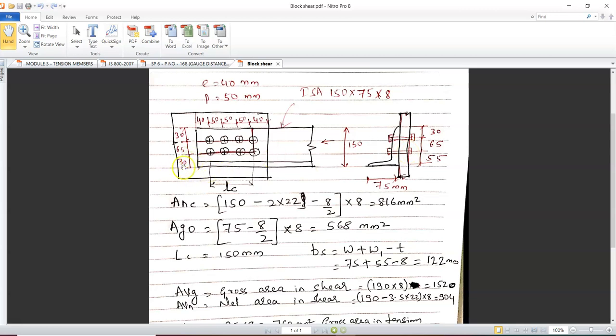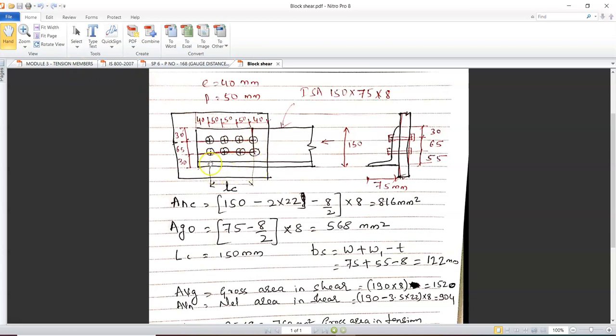Sorry, this is a mistake here, this has to be 55, please rectify. From the heel of the angle to the center of the bolt is 55, from the center of the first row of bolts to the second row is 65, and from here to the toe the remaining will be 30 mm. Kindly rectify this in your book, make it 55 mm. Now this is across the length of the connected leg. Along this direction, we are following an end distance of 40 mm on either side and pitch distances of 50 mm each.